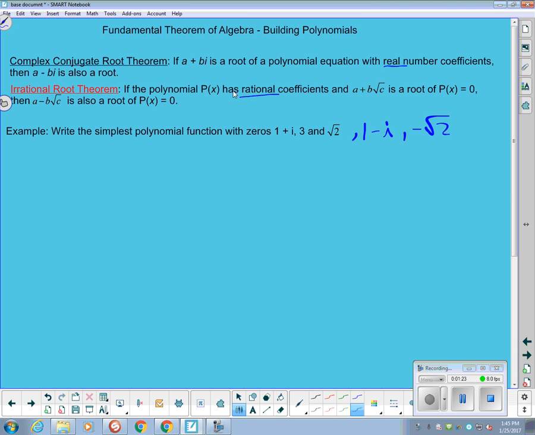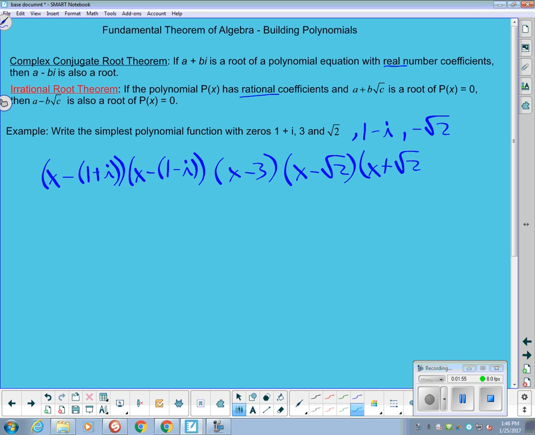To begin with, when we're putting these together, it's always x minus whatever our 0 is. So we have an x minus 1 plus i. And I'll put in the x minus 1 minus i next to it, because we're going to multiply those together. They'll make a cleaner answer for us if we do. And we also have an x minus 3 in this one, and then we have an x minus the square root of 2 and an x plus the square root of 2. So this is going to be a degree 5 polynomial by the time that we're done with this.